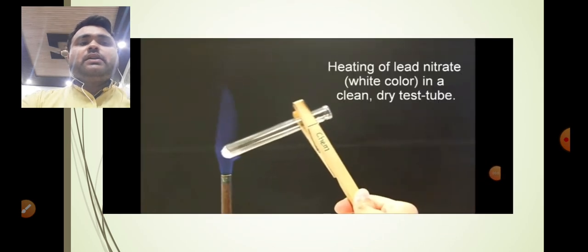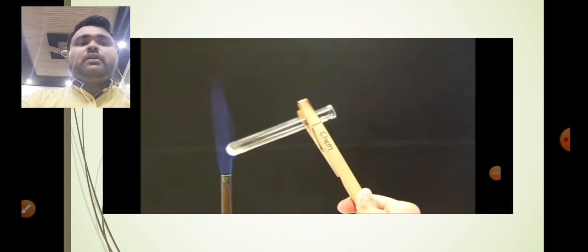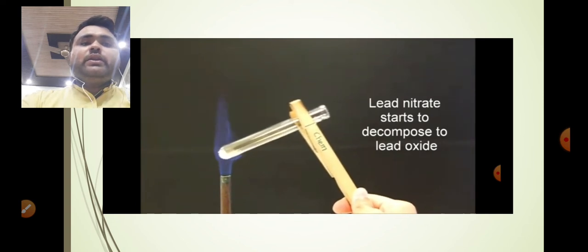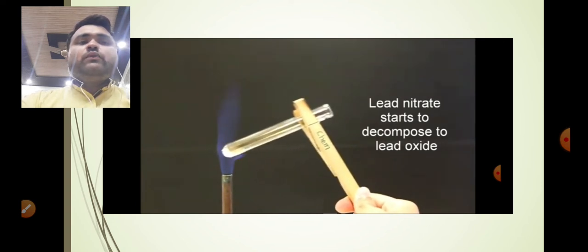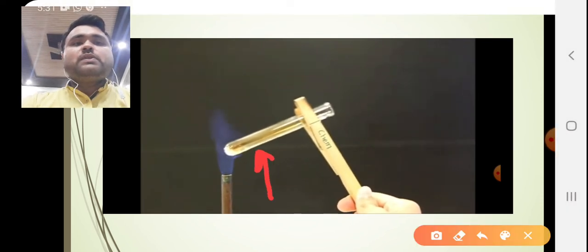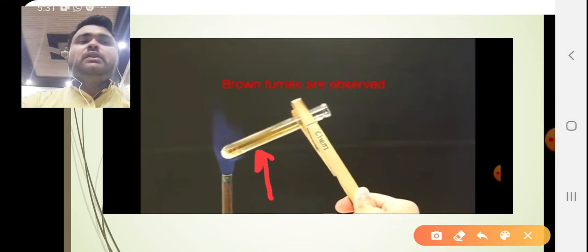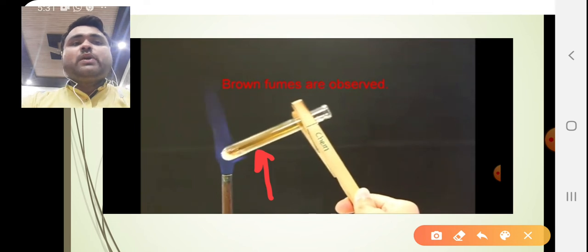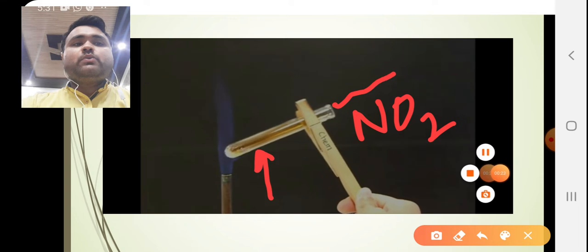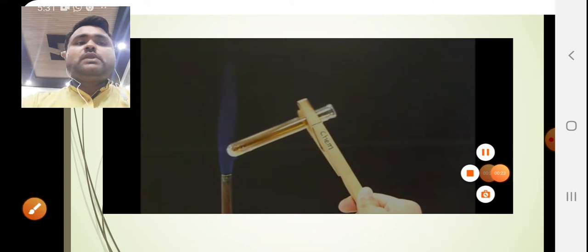Here you can see that in a test tube we have white colored lead nitrate, and when we strongly heat it, brown fumes can be seen in the test tube. These brown fumes are of NO2, nitrogen dioxide. ये जो brown fumes test tube के अंदर से निकलेंगे, these brown fumes are of nitrogen dioxide.